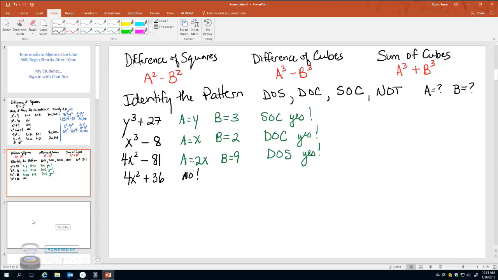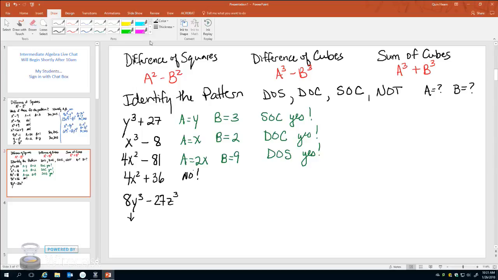And next, let's look at 8y cubed minus 27z cubed. Okay. So binomial, two terms. Subtraction, so either difference of squares or difference of cubes. We see that the variables have powers of 3, so if anything it fits the difference of cubes, but we have to make sure that we can write the whole term as something to the third power.